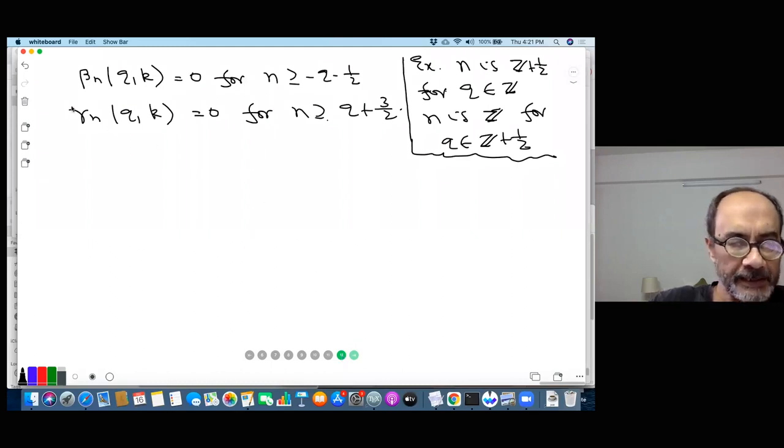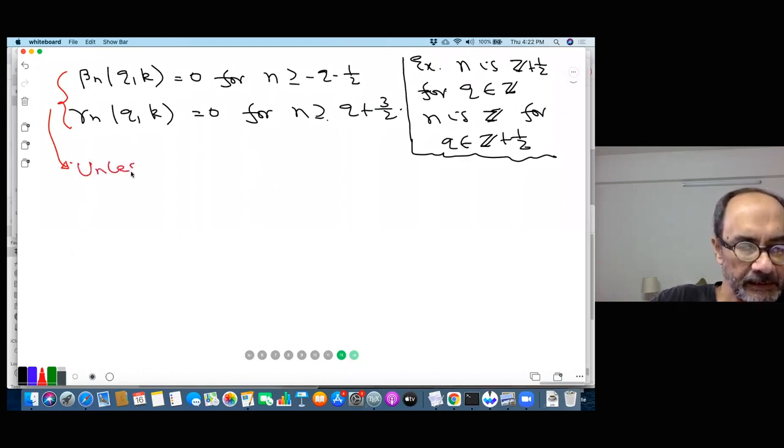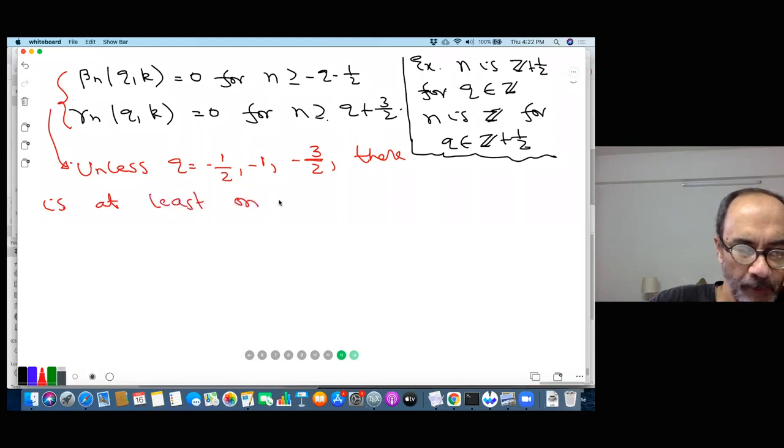Okay, now using this, it follows that unless Q takes one of these three values, minus half, minus one, or minus three half, there is at least one positive n such that beta n on Q k is non-zero, or gamma n on Q k is non-zero.